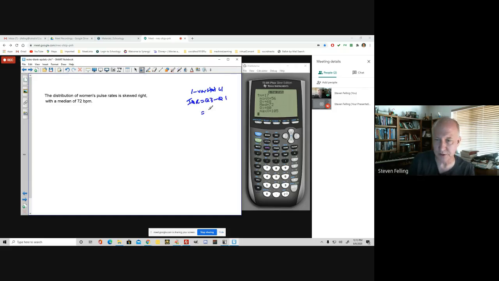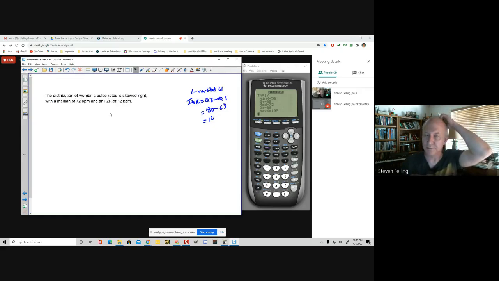So for this data, the third quartile is 80 and the first quartile is 68, right? So I got those two numbers there. And if we compute that with a quick calculation, that turns out to be 12. So we can continue our paragraph by saying with a median of 72 beats per minute and IQR, that's the standard abbreviation for interquartile range, of 12 beats per minute. And they have the same units as the data.